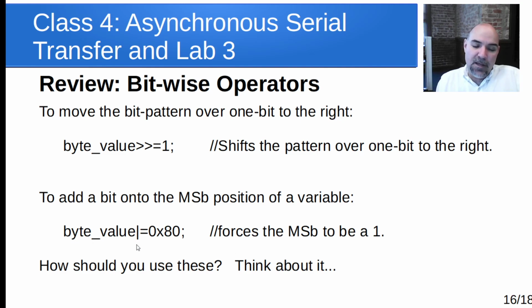But to add a bit onto a value, instead of AND equal, we mask the bit on by doing this. So here I'm saying byte value OR equal 0x80, and 0x80 looks like this. All 8 bits are low except for the most significant one over here. And that most significant one is forcing the one in that position on. And then we could have an if statement that says, if the value that I read from the line was a 0, then leave it alone. If the value I read was a 1, then OR it with 0x80.